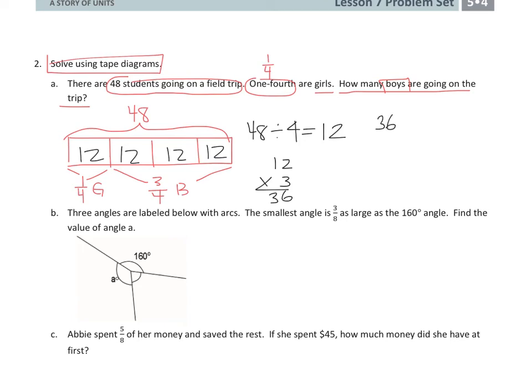So let's go ahead and write our sentence out. We can write 36 boys are going on the field trip. Period. And we're done with our sentence. Let's drop down to 2C.